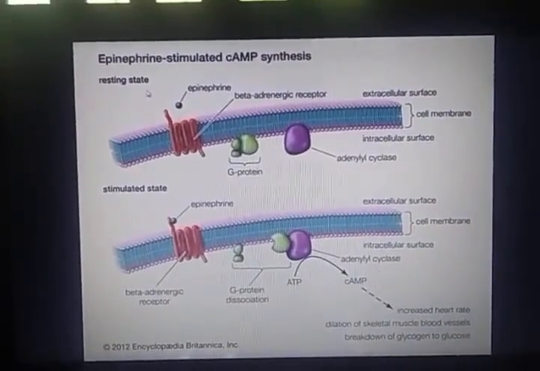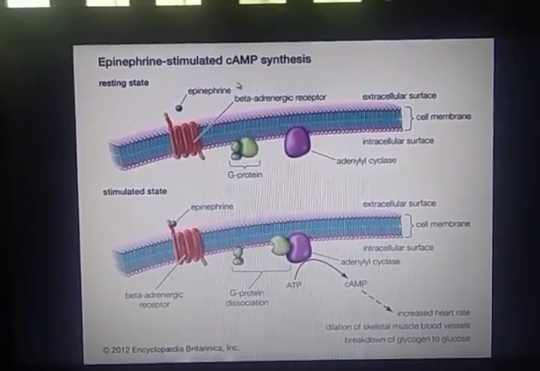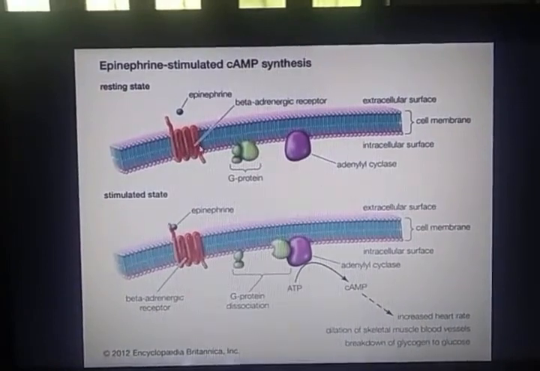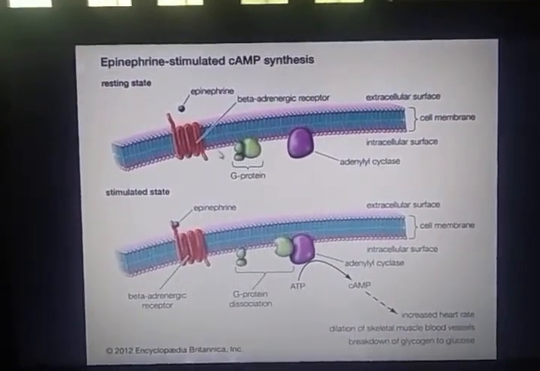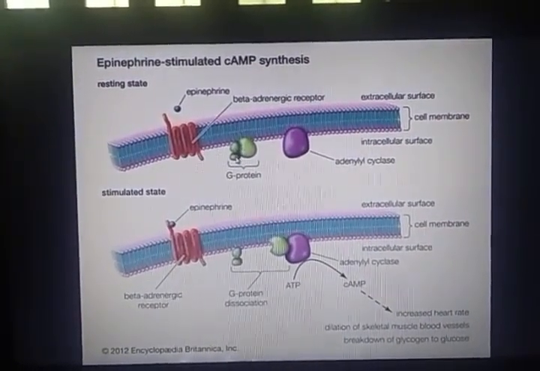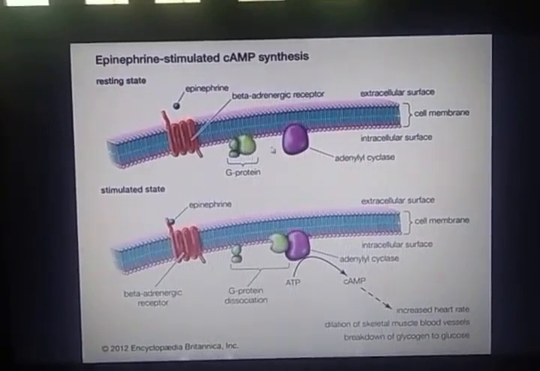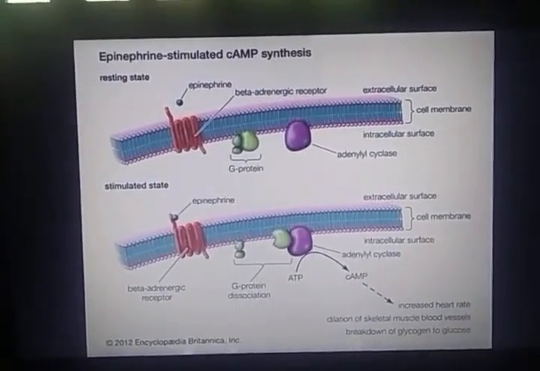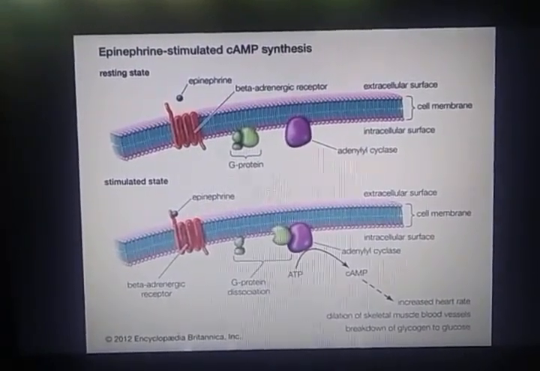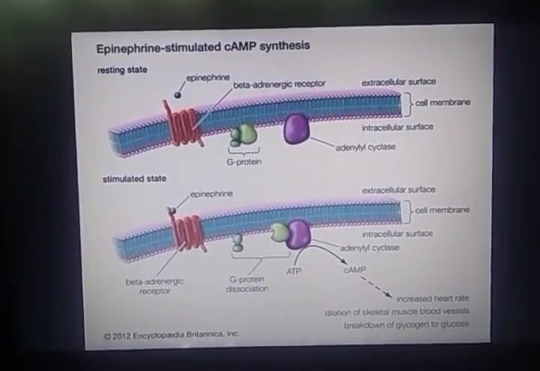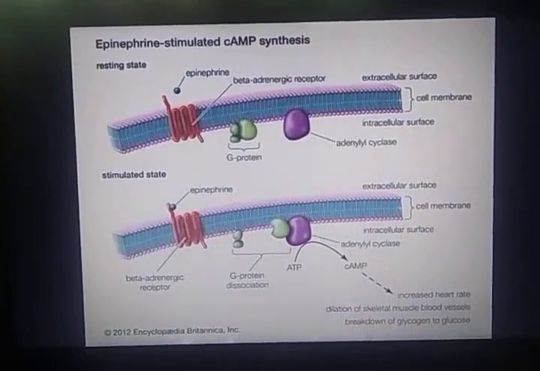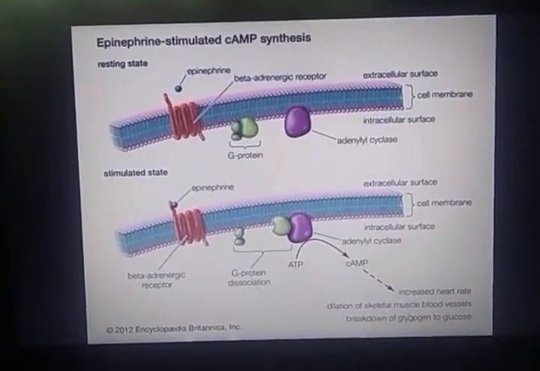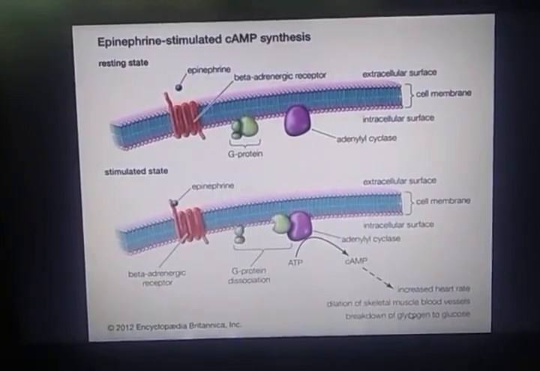For example, this epinephrine stimulated cAMP synthesis shows that epinephrine binds to this 7-TM receptor, which activates this G protein. This G protein further activates adenyl cyclase on the intracellular surface. This adenyl cyclase then produces cAMP molecules, and this cAMP then triggers many reactions inside the cell.